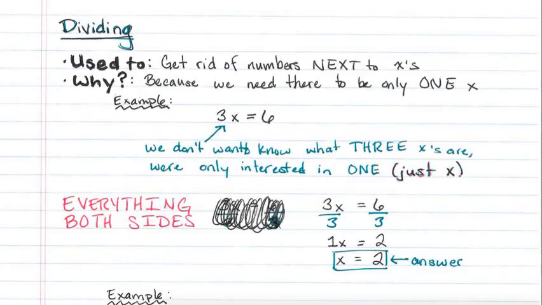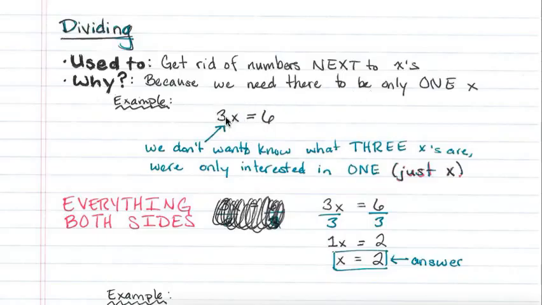In this video, I'm going to show you how to use dividing to solve for x. Dividing is used to get rid of numbers next to the x's in general. Now, why would we want to do that? Because we need there to be only one x. Now, what I mean when I say that is right here.